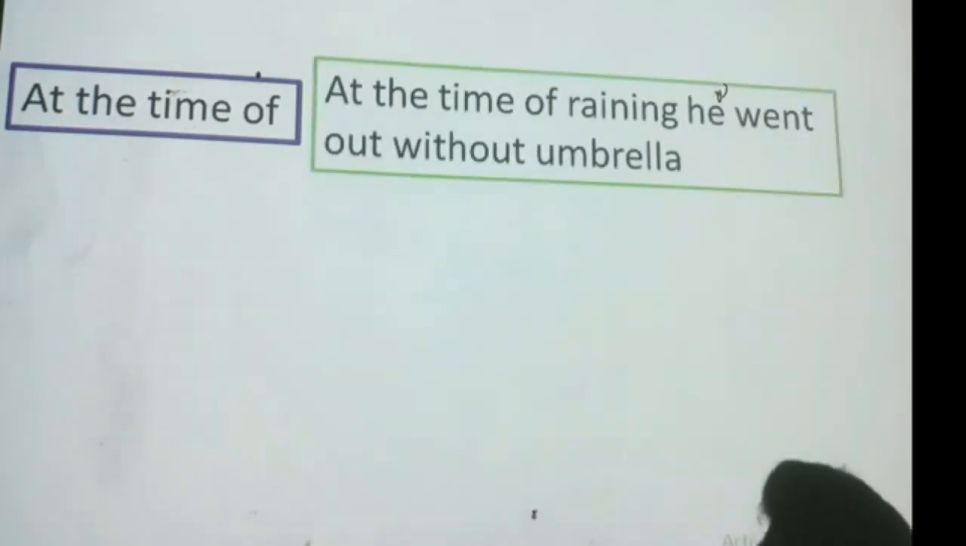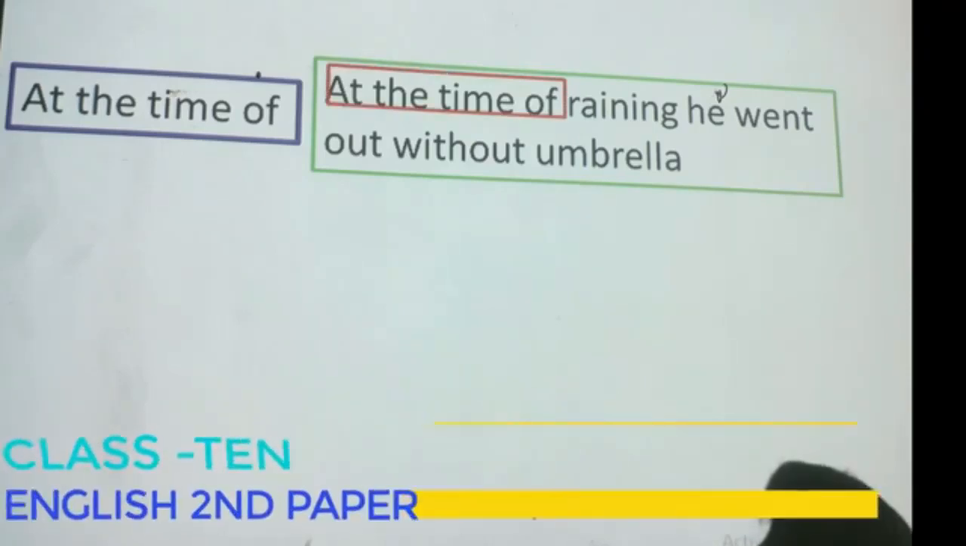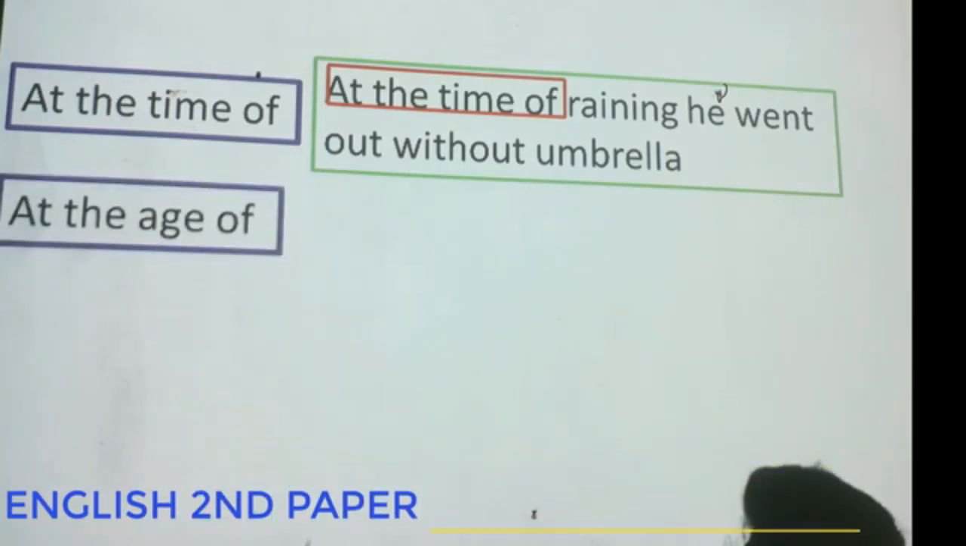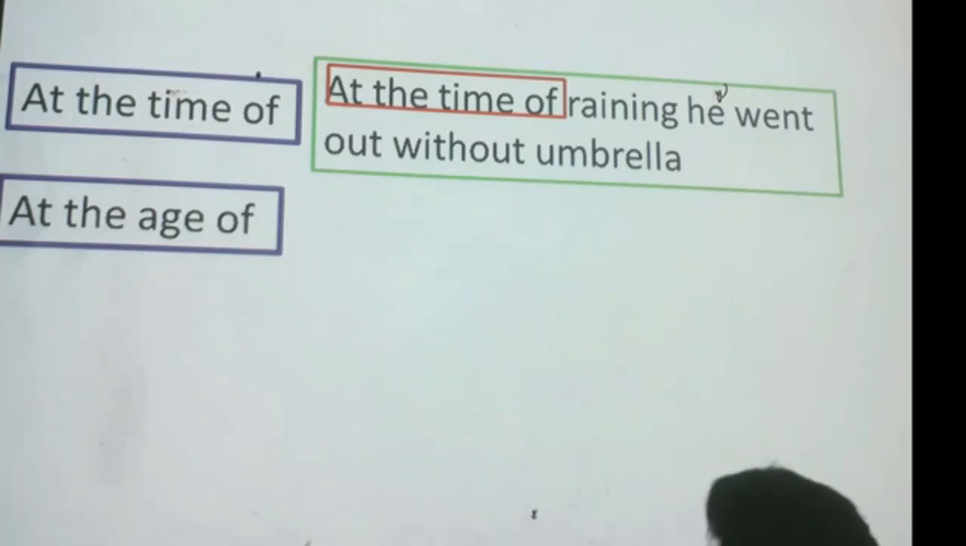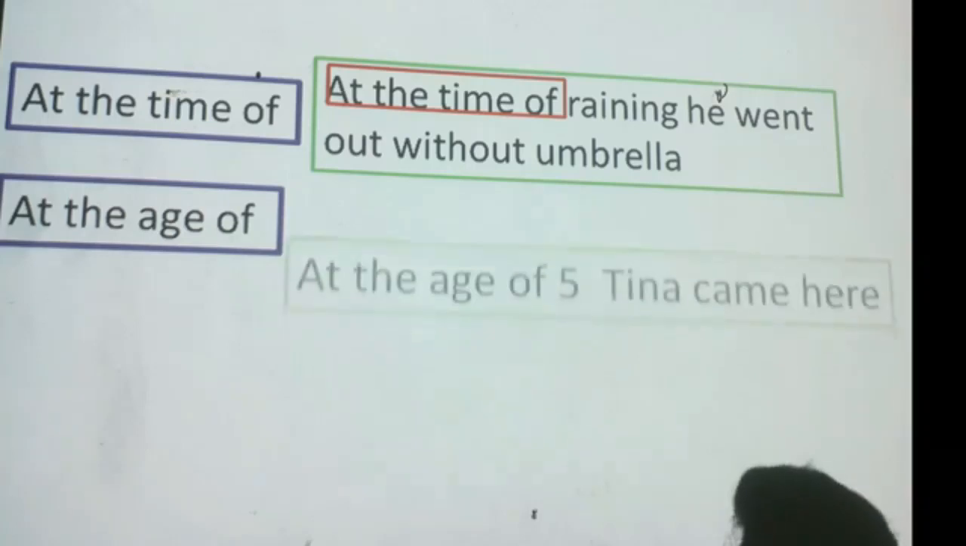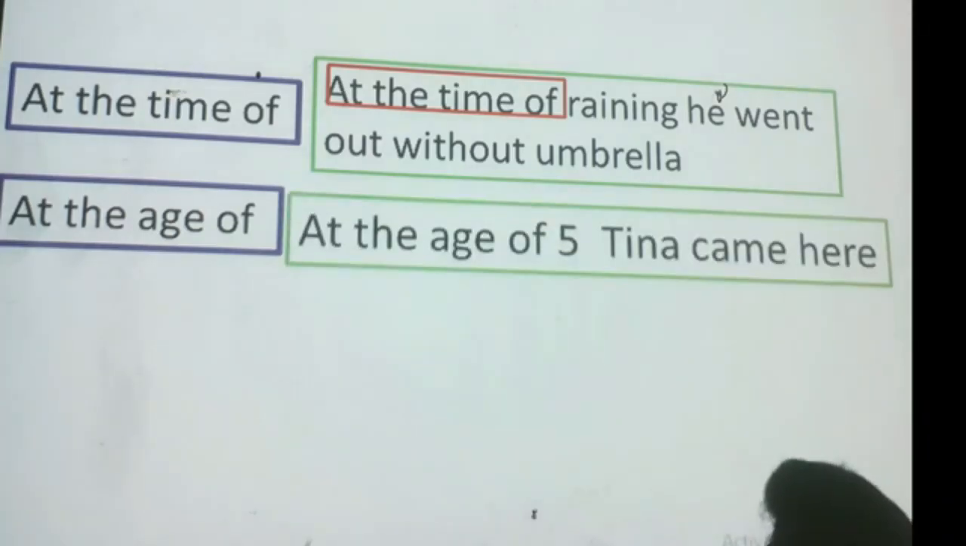Okay, next example, "at the time of." When you see "at the time of" at the beginning of the sentence, then you will think this sentence is simple sentence. Look, in this sentence, there is "at the time of." While you see "at the age of" in a sentence, the sentence will be simple sentence. Example, "at the age of."